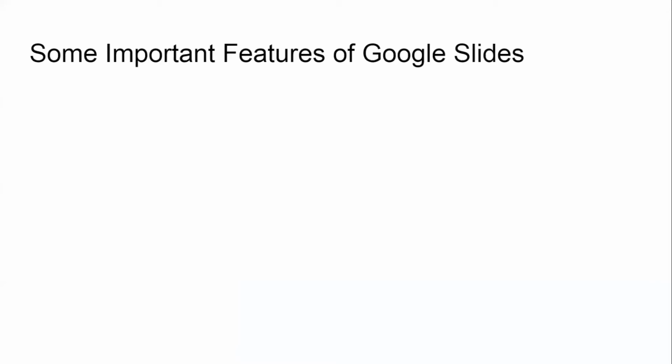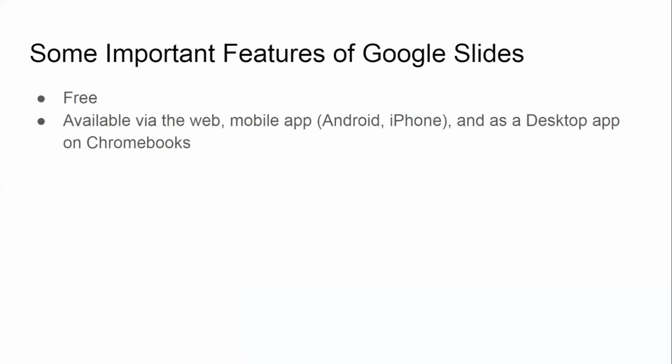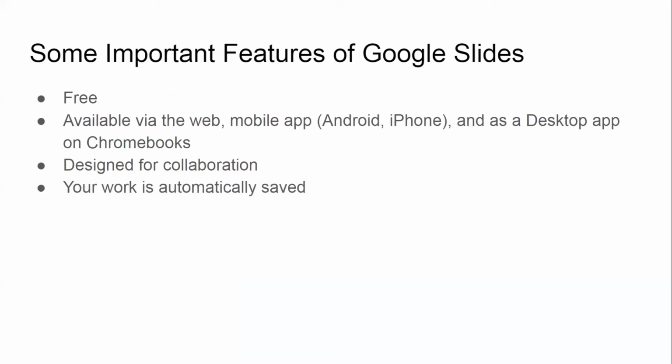Here are some important features of Google Slides. So first off, Google Slides is free to use. It is available via the web, mobile app such as Android or iPhone, and as a desktop app on Chromebooks. It is also designed for collaboration. Your work is automatically saved. And it includes a revision history. So you're able to go back and see your history and what you've done before.